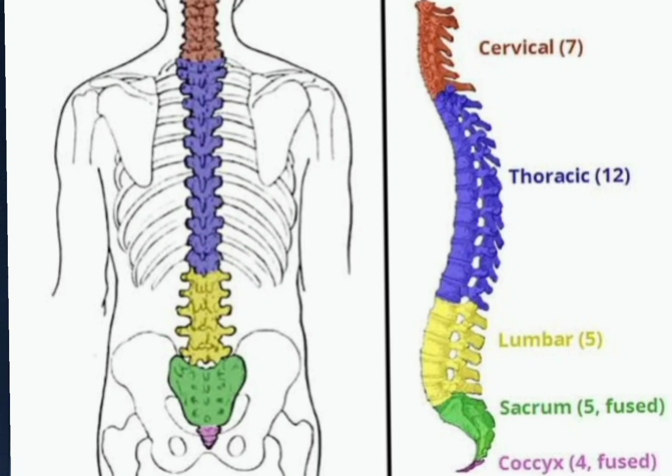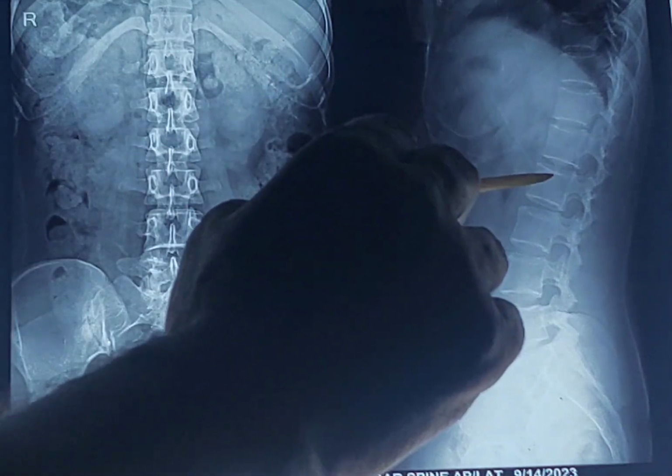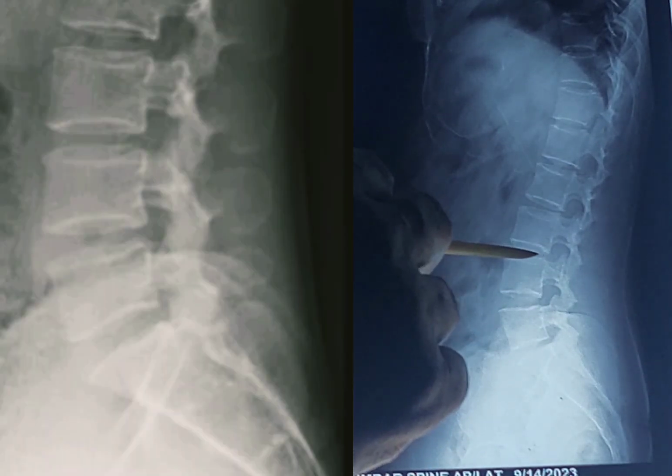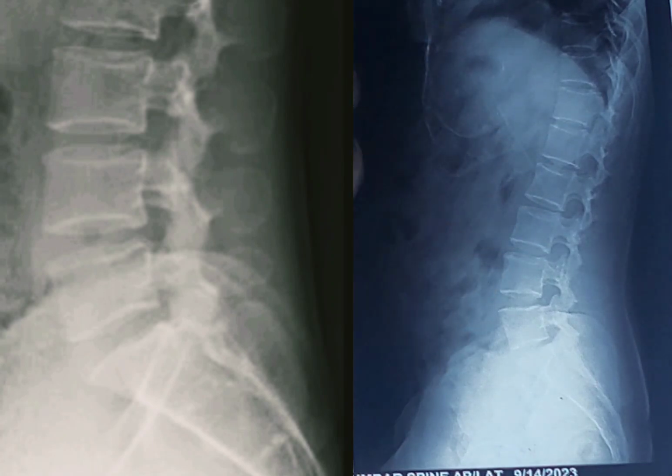Total 33 vertebra are there. 7 cervical, 12 thoracic, 5 lumbar, 5 sacral, which are fused to form a single piece of sacrum, and 4 coccygeal vertebra fused to form a single piece of coccyx. Here are all the vertebral bodies, and in between the bodies we can see this space which is radiolucent. This radiolucent area means this is the intervertebral disc.